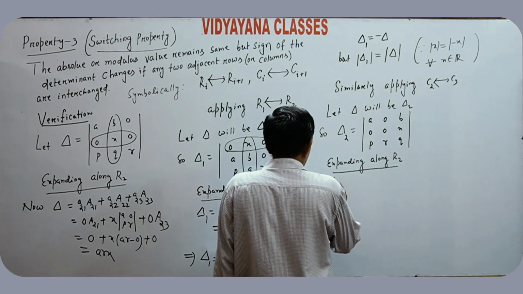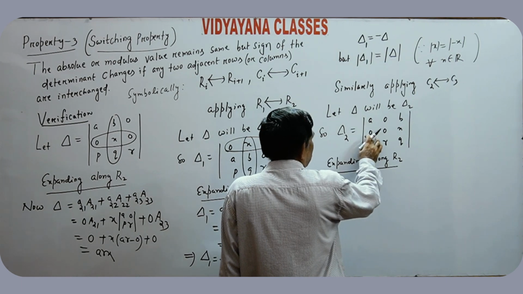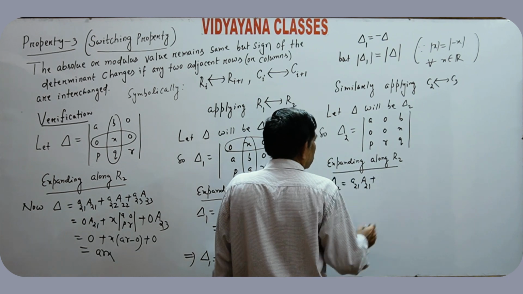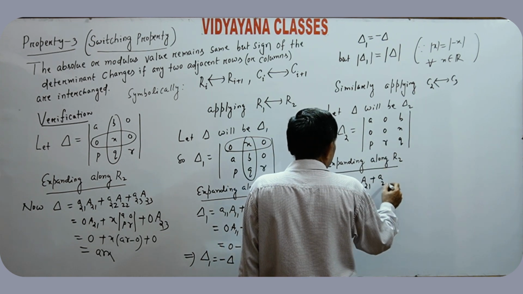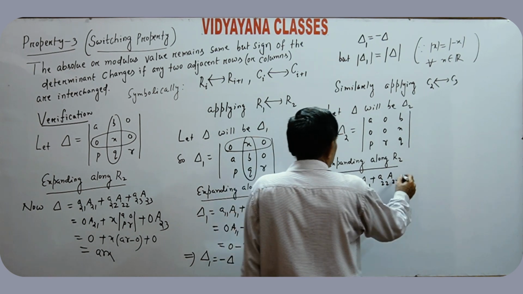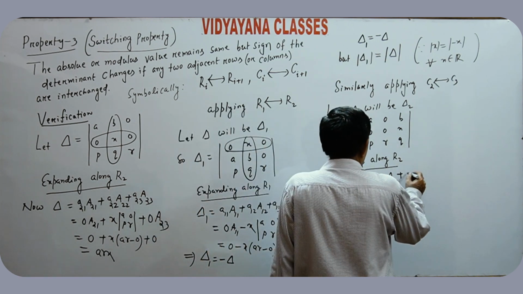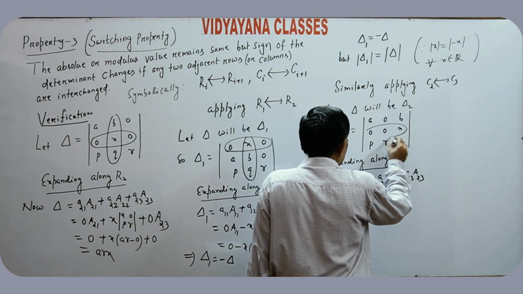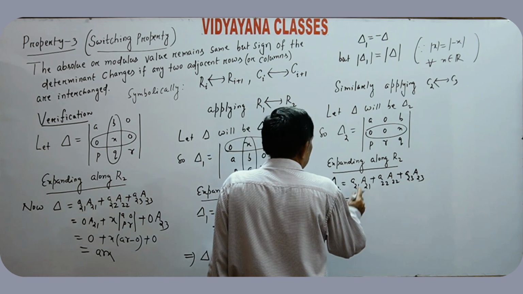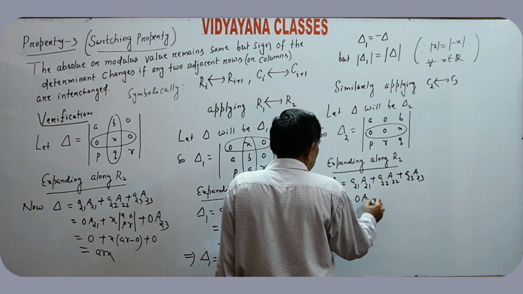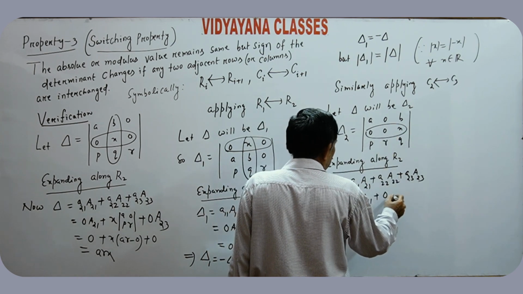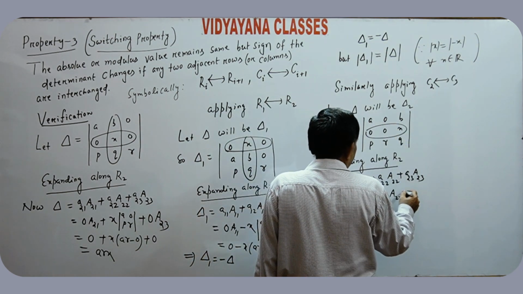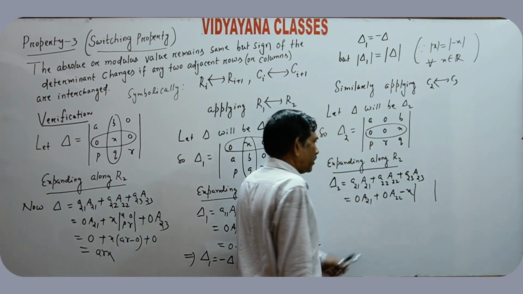Expanding along row 2, del 2 is equal to the element of second row and first column, A21 into cofactor of A21, plus the element of second row and second column, A22 into cofactor of A22, plus A23 into cofactor of A23. A21 is 0 into cofactor of A21. A22 is also 0. The sign of A23 is negative, so it is minus x into minor of A23.